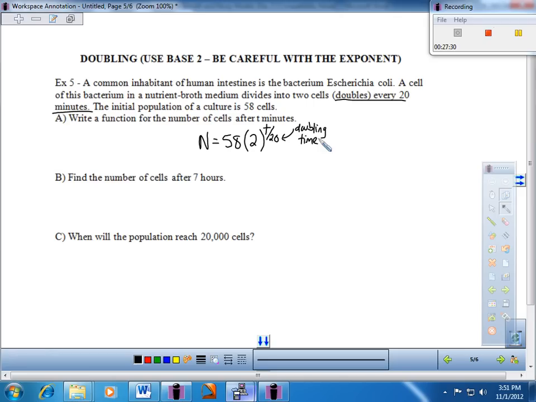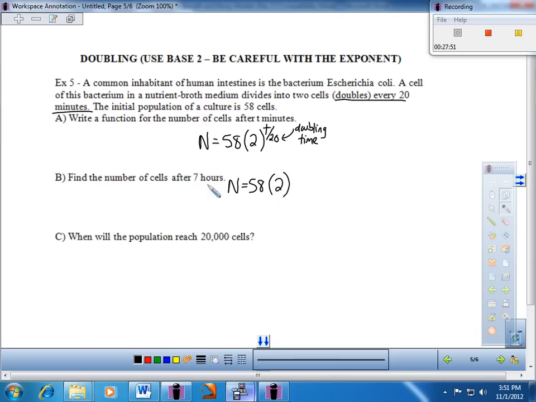Let's just do the algebra behind it. So this is how we do a base 2 model, but not doubling every minute, doubling every 20 minutes. So let's try this out. Input, output here. Here's 58. 2 raised to the, now just be careful, this I see 7 hours.